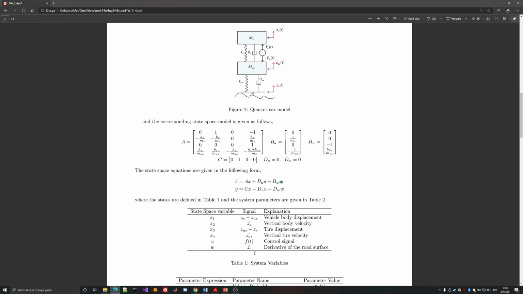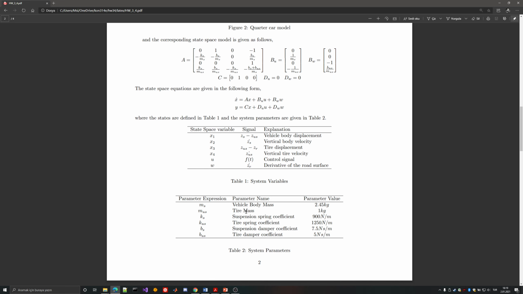This is basically due to the fact that we use this modeling step. We skipped that. So if we had all the documentation here, we would have seen why this is Zr dot, but this is how it is modeled using the state space. And then we have some parameters for ms, mus, ks, kus, bs, and bus. You can see them here. They have certain values, and their meanings are given.